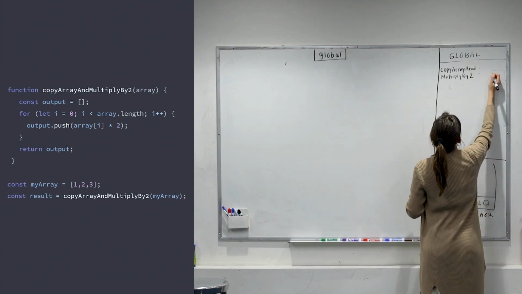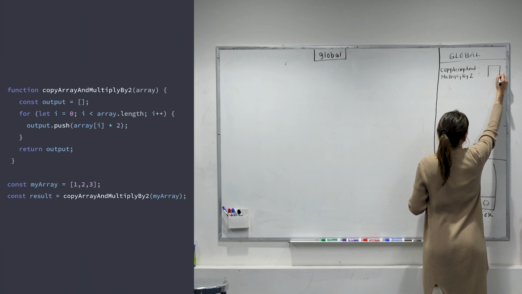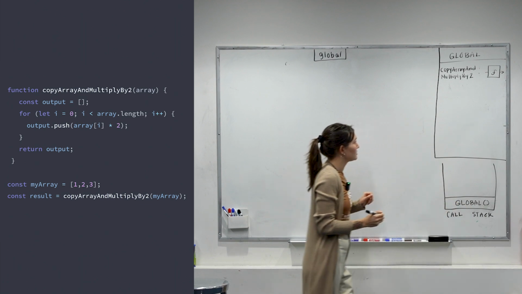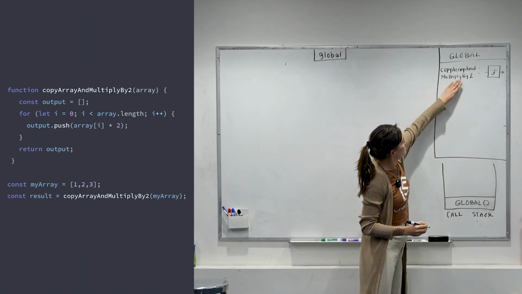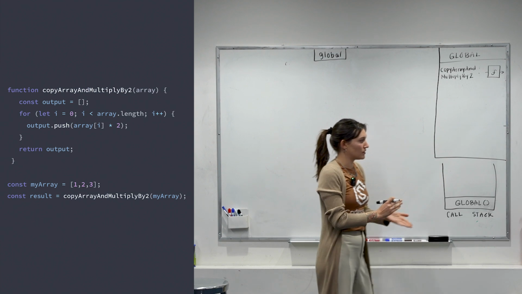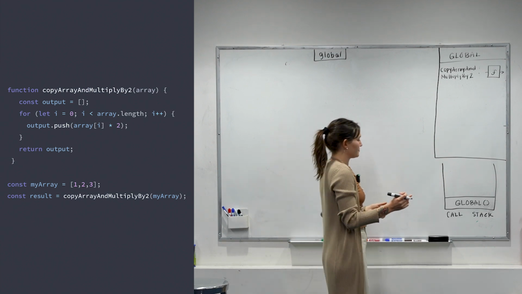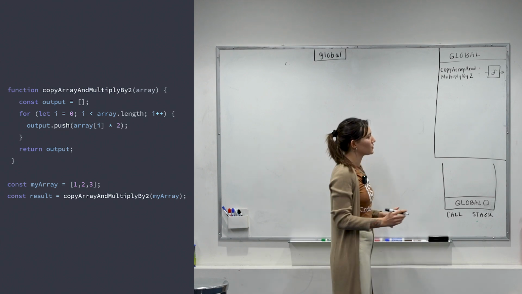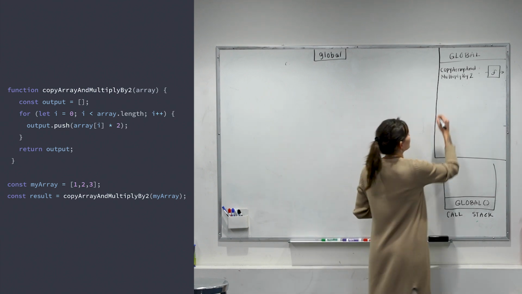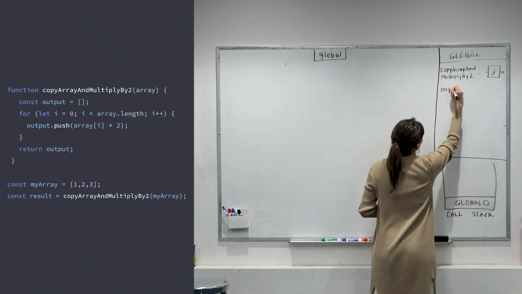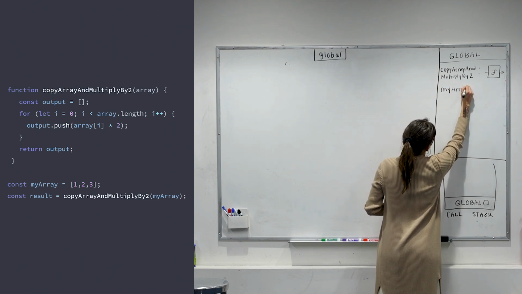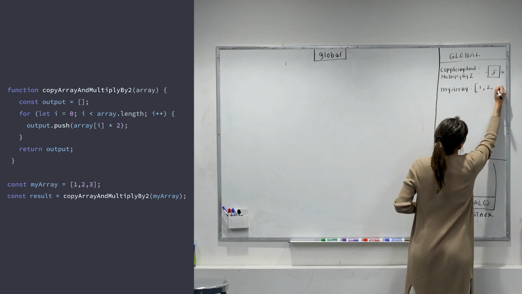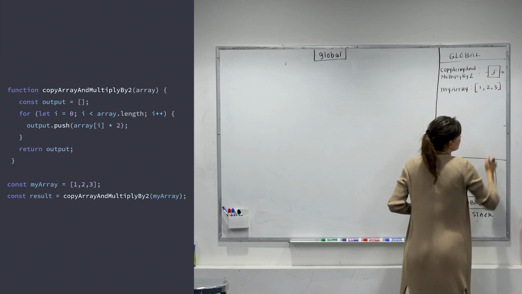All right, cool. So we got copyArrayAndMultiplyBy2, and we're storing inside of it a function definition. What are we doing next? Next, we'll declare a constant to label myArray, and assign it to an array with elements 1, 2, and 3. Cool. And where are we storing that? In global memory. So we've got myArray.